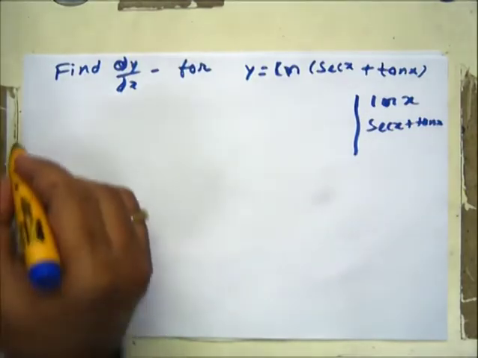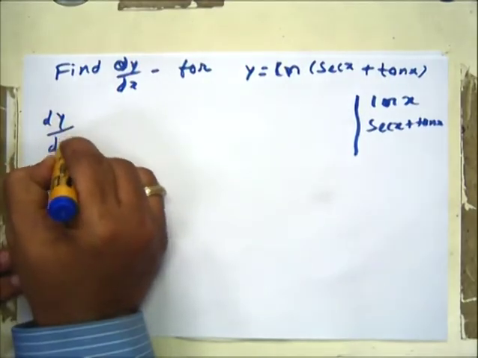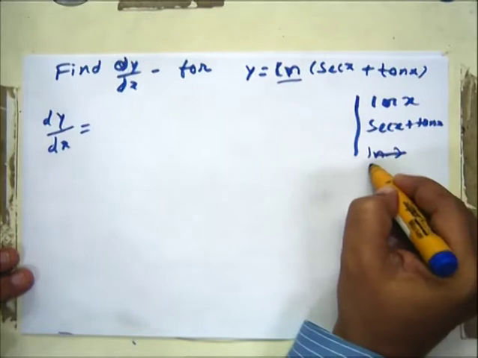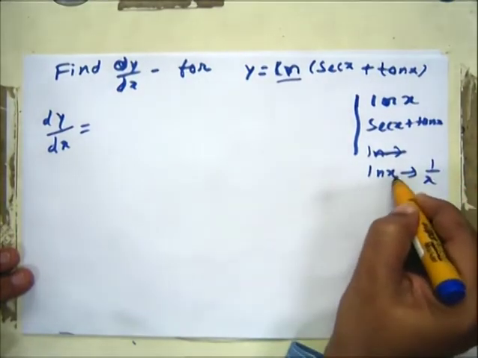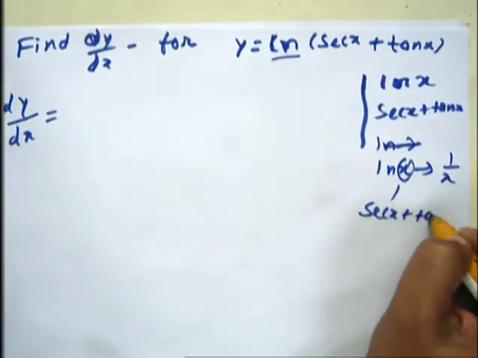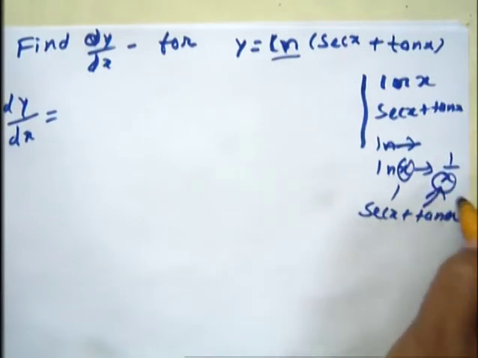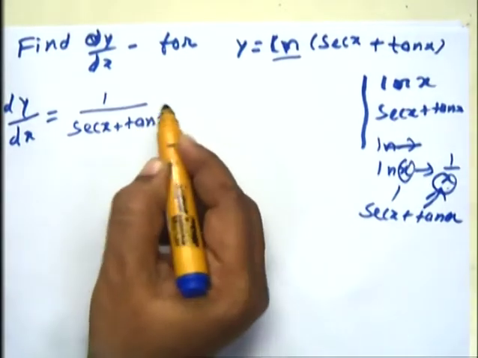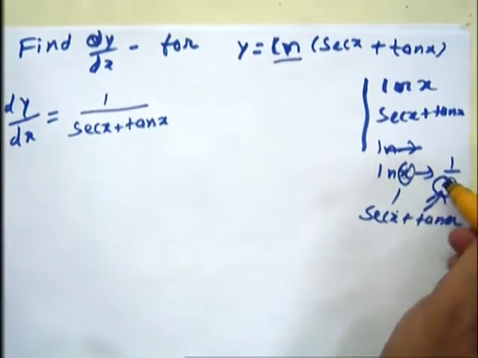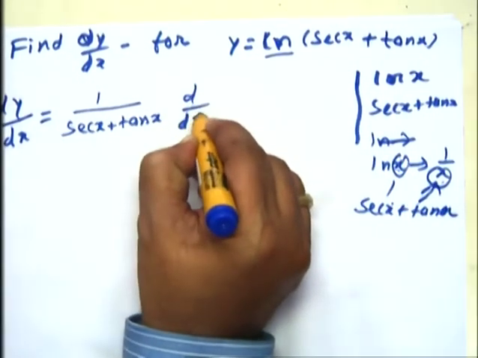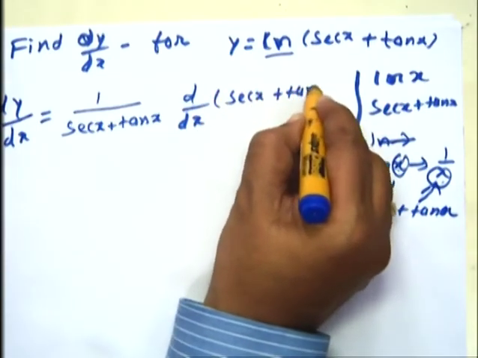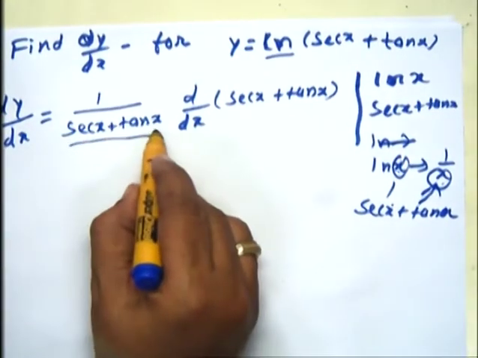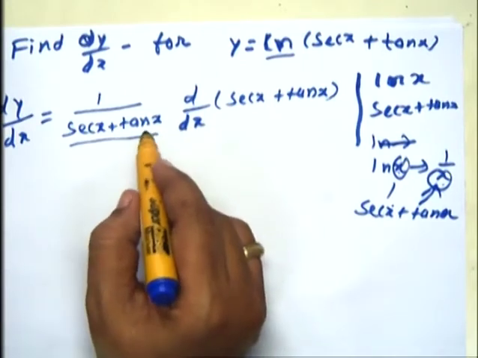So again we use the same chain rule to get the derivative of y with respect to x. As we have seen, derivative of log x is 1 upon x, and here in place of x we have sec x plus 10x. So we replace this x by sec x plus 10x, so we have 1 upon sec x plus 10x. Now here x is replaced by a function of x, so we multiply by the derivative of that function, that is the derivative of sec x plus 10x. So each time in the standard formula, whatever replacement of x is there, we have to multiply by its derivative.